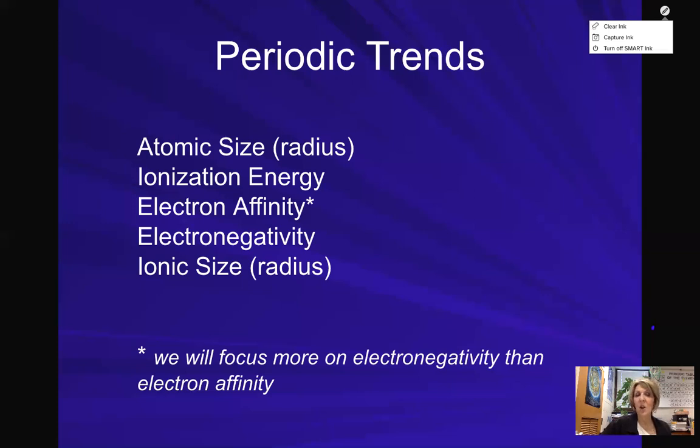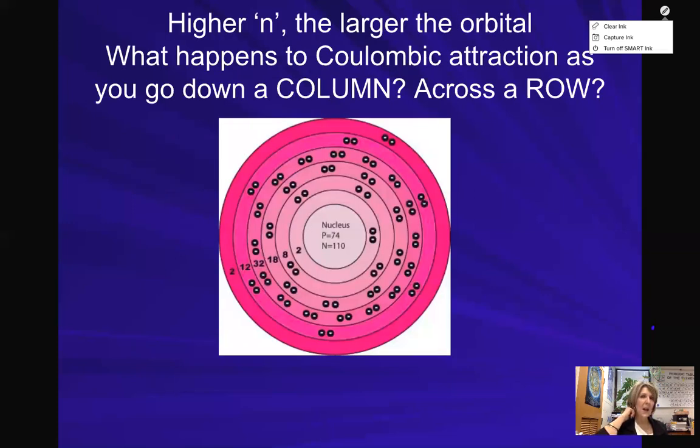And then finally, we're going to talk about ionic size, and that is the size of an ion, either a cation or an anion. All right, so this is just a review of what we've already learned doing our POGL on Coulombic attraction. Just remember that the higher the N, the higher the principal energy number, the larger the orbital is, right? Electrons are added like the rings of an onion, further and further away from the nucleus, the higher energy they go.